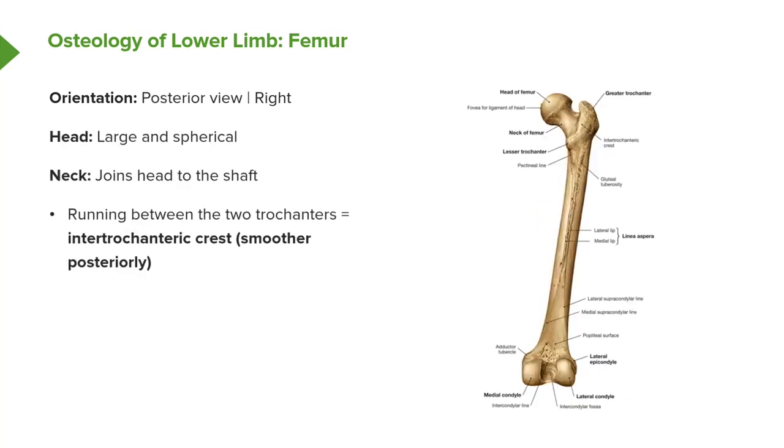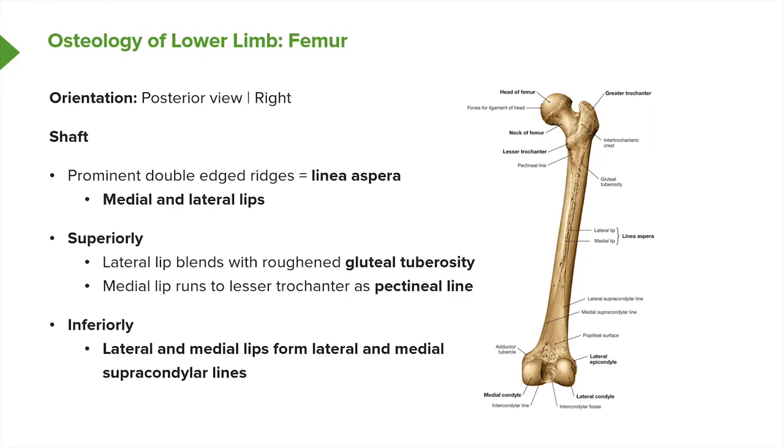If we look at the posterior view now of the femur, we can still see we've got our head, we've got our neck, and we can see we've got a greater trochanter now and clearly a lesser trochanter. But here we can see we now have an intertrochanteric crest. We don't have that line. Looking at the shaft, we can see running down from these trochanters, we have a lateral and a medial lip that forms the linea aspera.